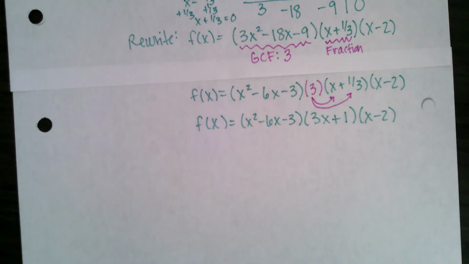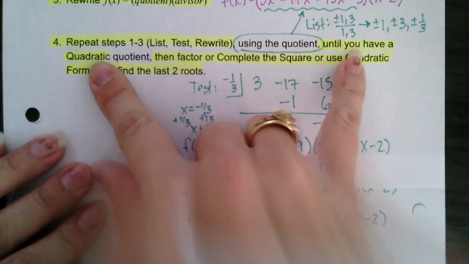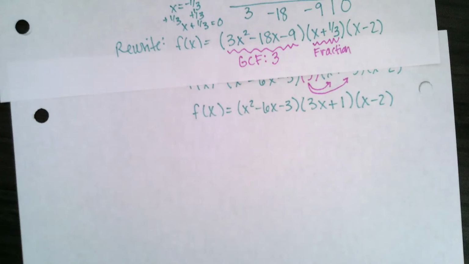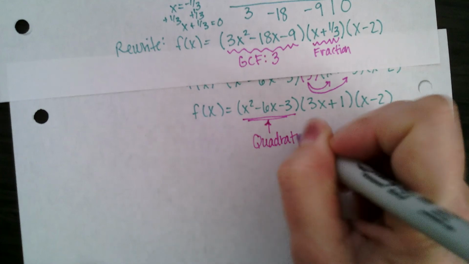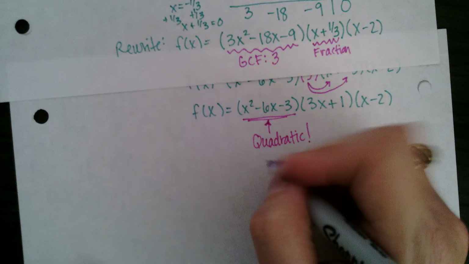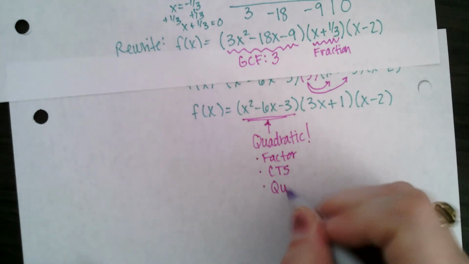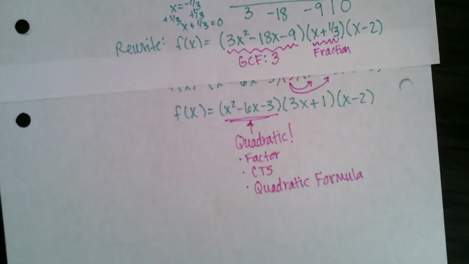Now we repeat those steps: list, test, rewrite, list, test, rewrite, until what happens? Until we have a quadratic quotient. If you look at our quotient now, this little dude is a quadratic. Once this is a quadratic, at that point we can either factor it, or complete the square, or use the quadratic formula. Spoiler alert, this one does not factor, so we will need to complete the square or use the quadratic formula.